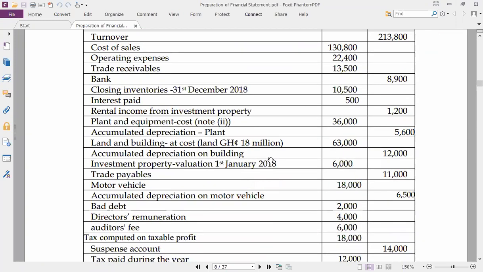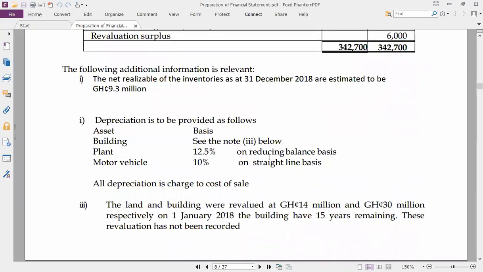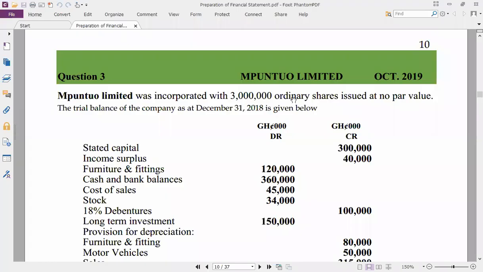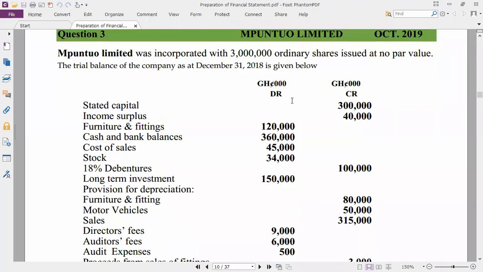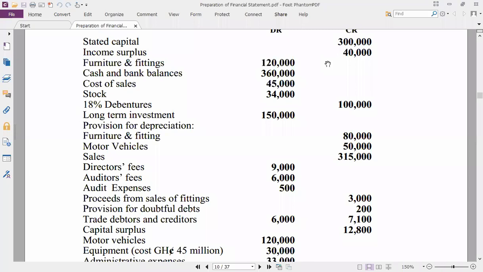Let's look at it. Okay, so we are looking for Impuntio Limited. Impuntio Limited, and that is ACIB October 2019. Okay, so let's start again.